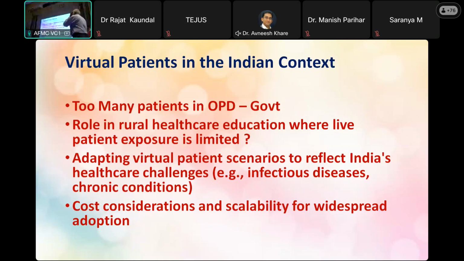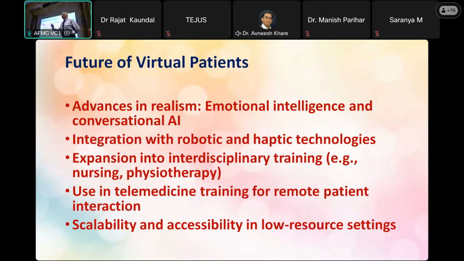So what is the future of virtual patients? Advances in realism. We need to have emotional and intelligent conversational AI, which are coming up. I must tell you, emotions are coming with AI. Integration with robotic and haptic technologies. I showed you how I use a robot for dissection. Expansion into interdisciplinary training like nursing and physiotherapy.